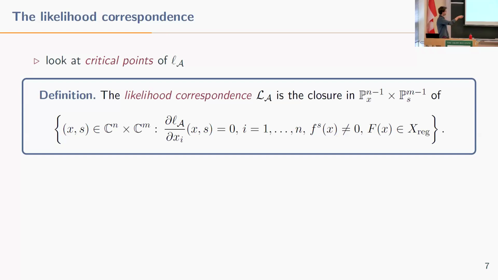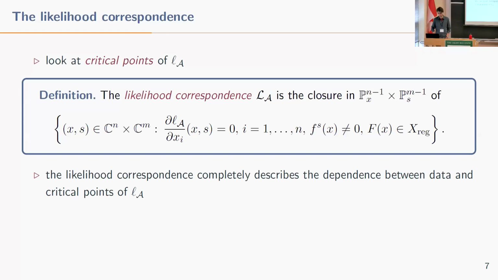Okay, and then I take the Zariski closure of this set inside this product of projective spaces. So one is the parameter locus and one is the data locus. Okay, so the likelihood correspondence completely describes the dependence between data and critical points of my log likelihood function. Capital F is this parameterization map that I've written down before. So this was, you take an x and you evaluate it at all the polynomials f_i.